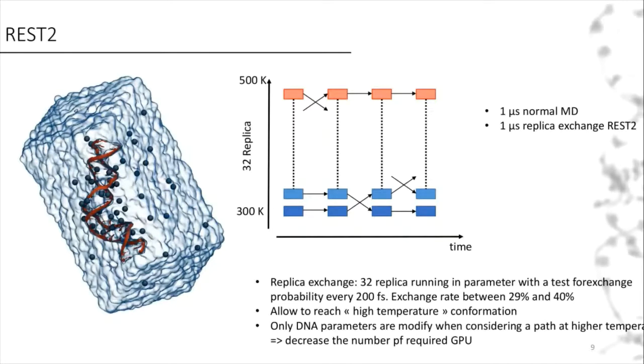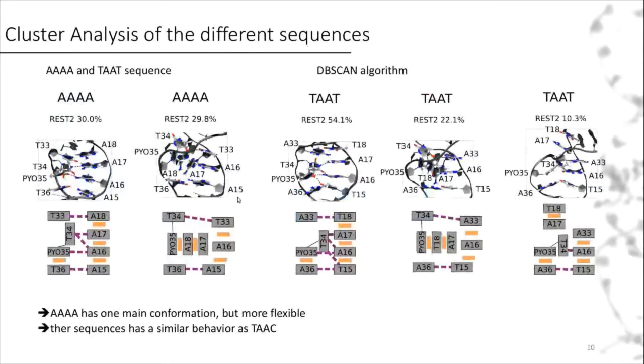So then, we have 6 molecular dynamics of 1 microsecond. We look only at the trajectory at 300 Kelvin, and we make cluster analysis to get the different representative conformations we have in our trajectory. So, for example, you have here AAA and TAT.